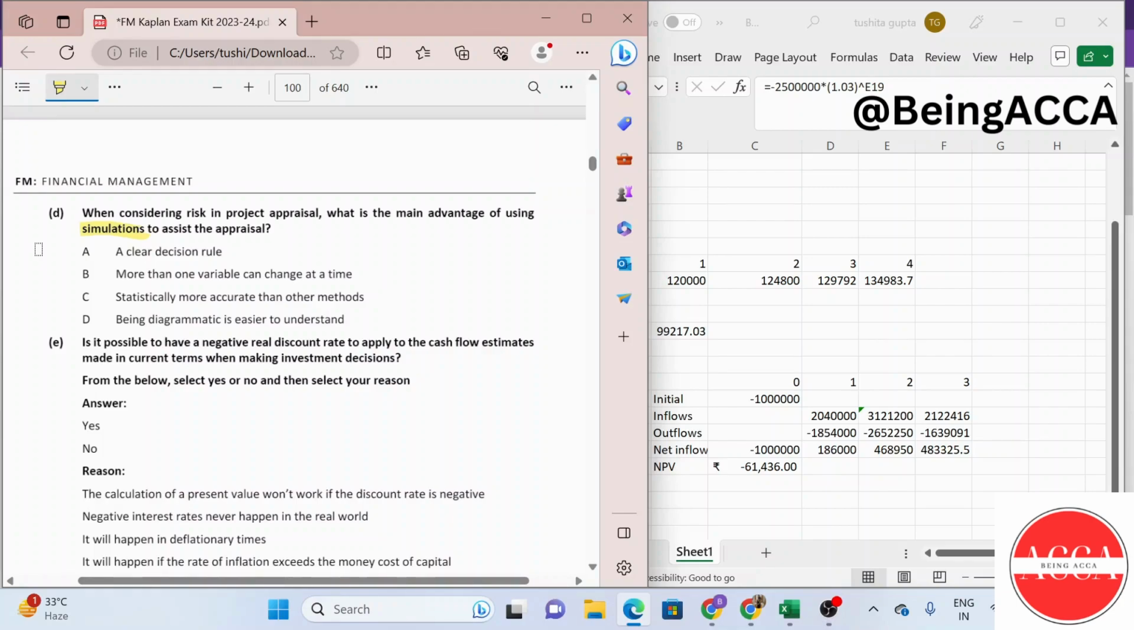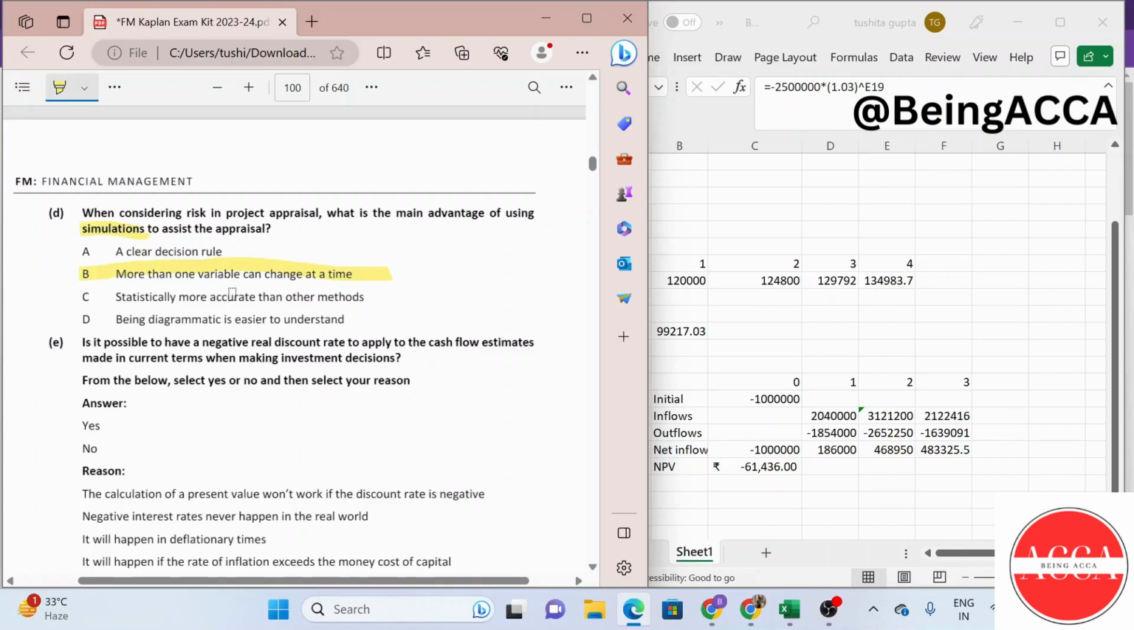In a simulation, you can change your variables and see how the changes will impact your project. So yeah, then let's go to the second one. More than one variable can change at a time. This is very much an advantage that simulations offer.